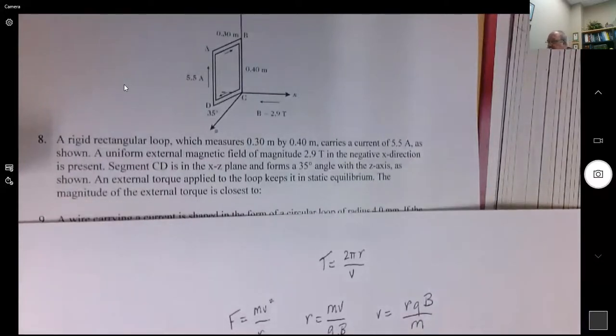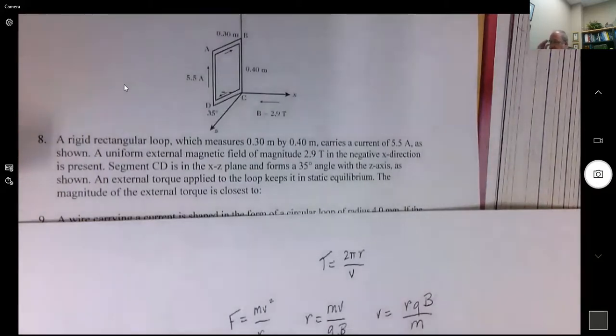Okay, it's 0.3 by 0.4, and it carries a current as shown. The current is going clockwise, 5.5 amps. The external magnetic field has a magnitude of 2.9 Tesla in the negative x direction. And segment CD is in the xz plane, and it forms a 35-degree angle with the z-axis as shown. So we want to know what is the magnitude of the external torque that keeps us in equilibrium.